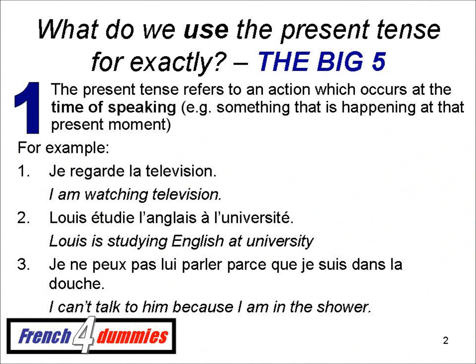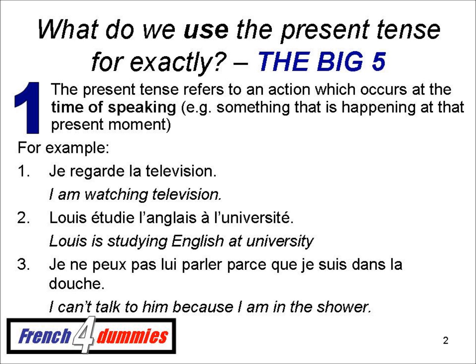So, what exactly do we use the present tense for? The big five, that's what. Number one, the present tense refers to an action which occurs at the time of speaking. So something that's happening at that present moment, for example, right now. Perhaps I'm watching the television, for example.